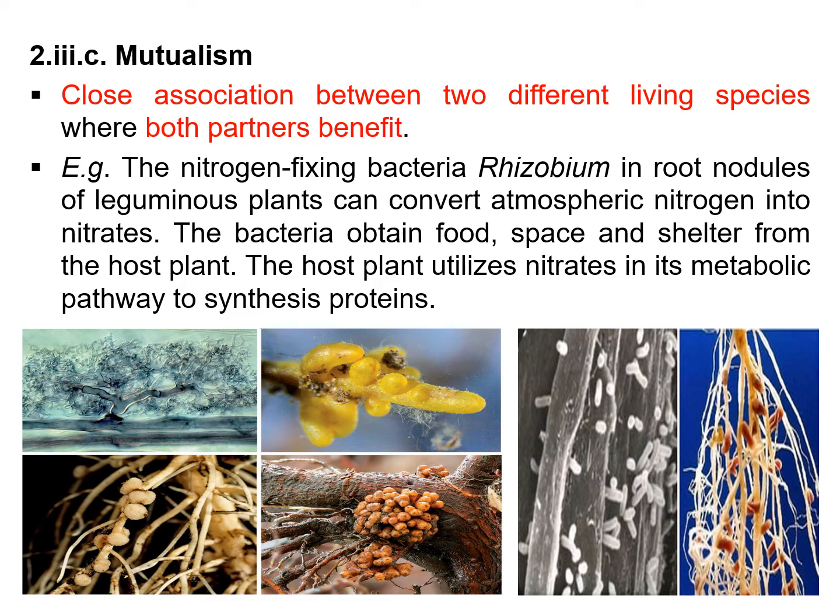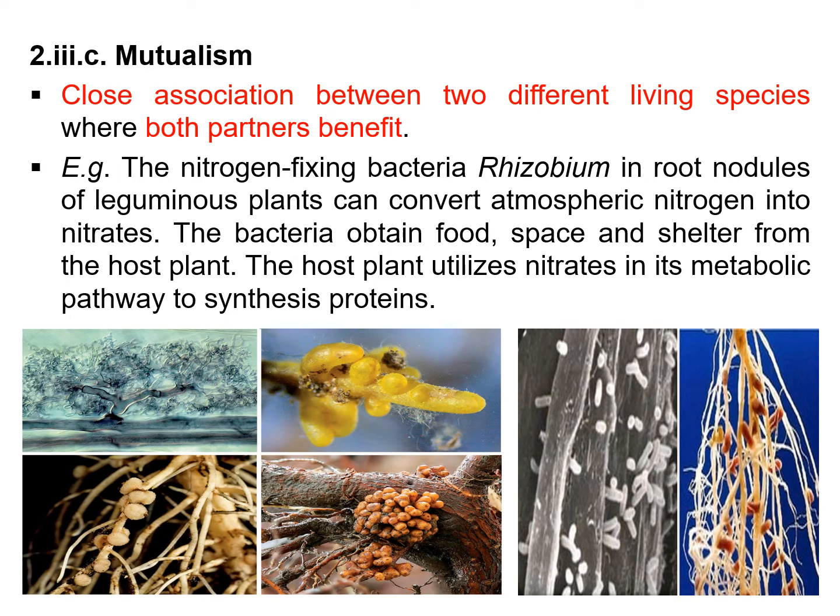And this is the last group or class under symbiosis, where we have mutualism. Mutualism can be defined as a close association between two different living species where both partners benefit, meaning both get the advantage. No one harms or gives a bad effect to another.